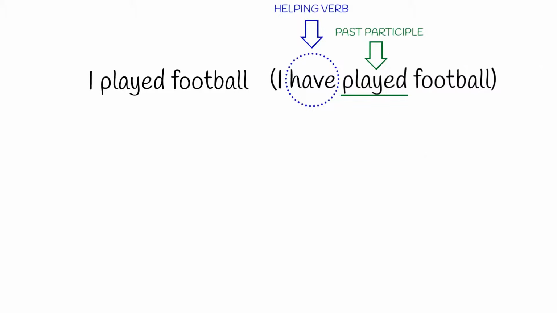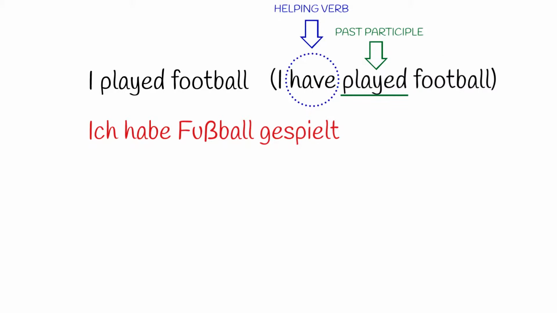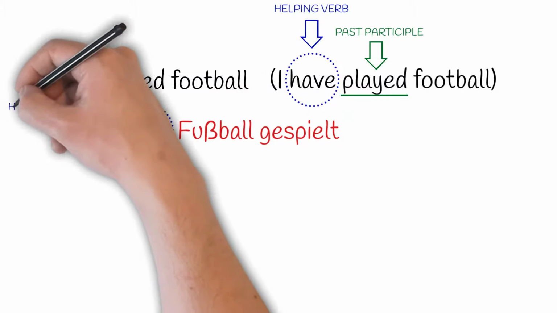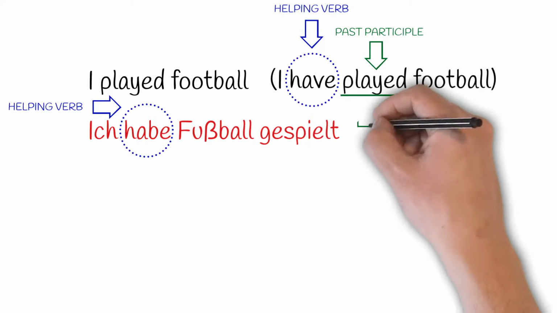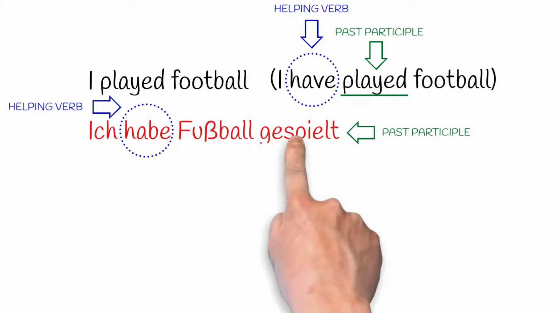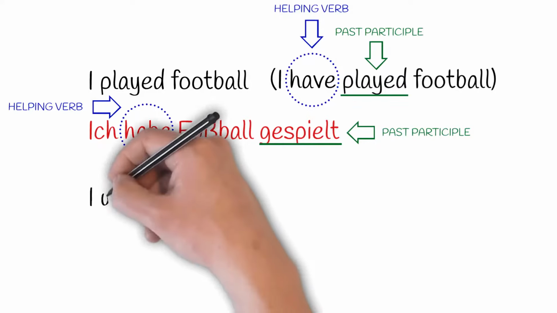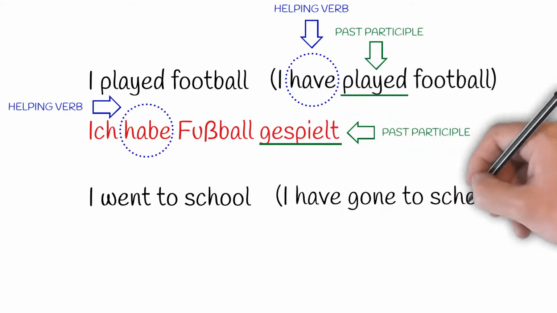German has the same 2 concepts. Ich habe Fußball gespielt. The verb habe isn't the main idea, but it helps spielen express itself in the past tense, so that's our helping verb. The second element is the past participle, which goes to the end of the sentence, notice, as all German second verbs do, and is gespielt. It changes not only the end of the word, but also the beginning of the word, and we'll talk about that a bit later.